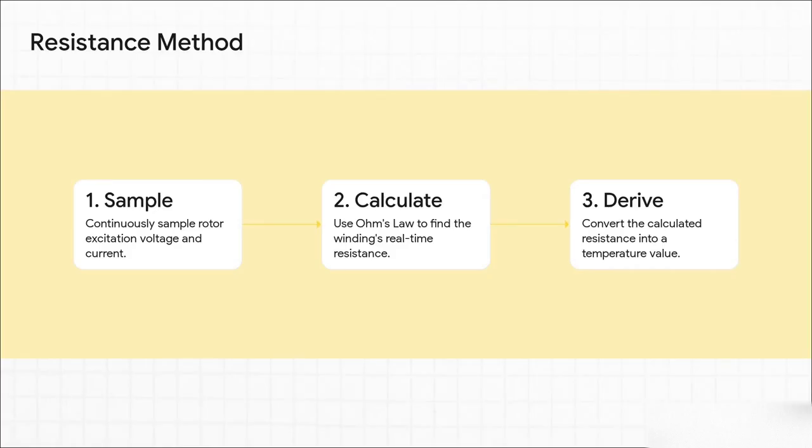So the whole workflow is this really clean three-step process. First, the system samples the electrical data, that's the voltage and current. Second, it uses Ohm's law to calculate resistance. And third, it plugs that resistance into our temperature formula to get the final reading. It's just sample, calculate, derive. A really elegant, software-based solution that doesn't require any new hardware on the rotor itself.